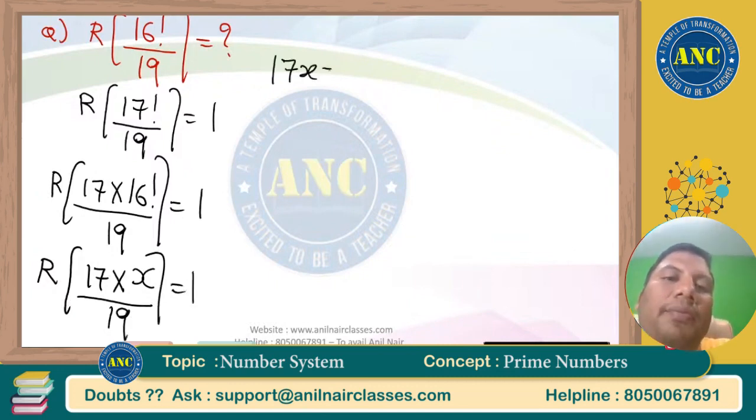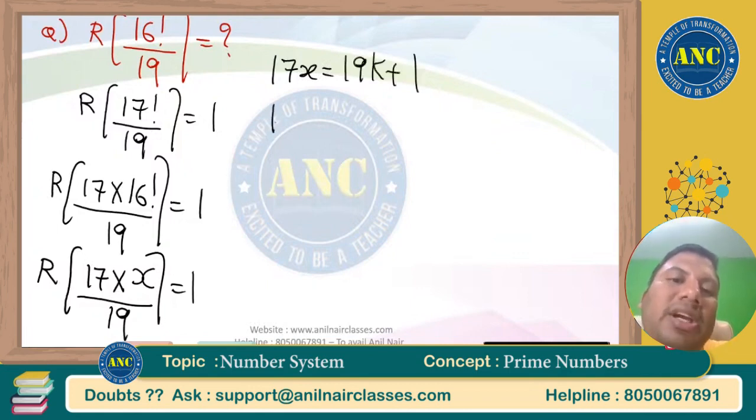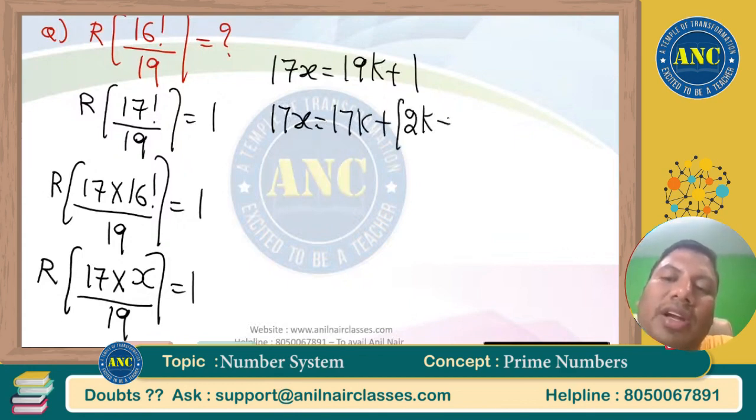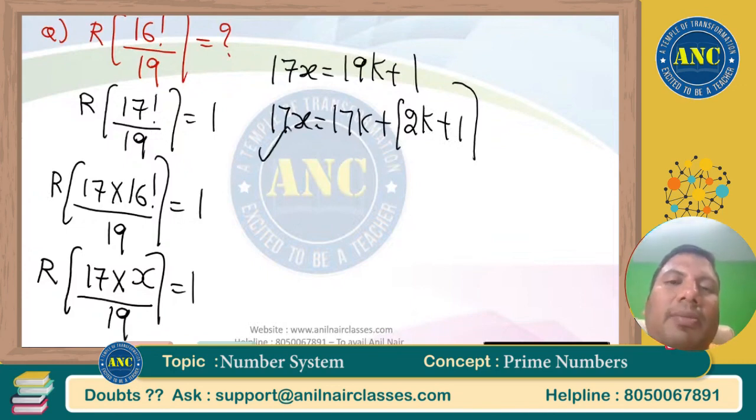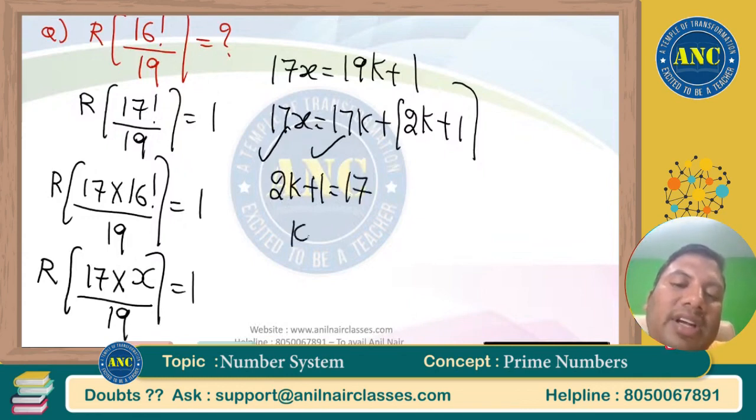Dividend equals divisor into quotient plus remainder. 17x equals 17k plus 2k plus 1. 17x is divisible by 17, so 2k plus 1 should be divisible by 17. The k value is 8.